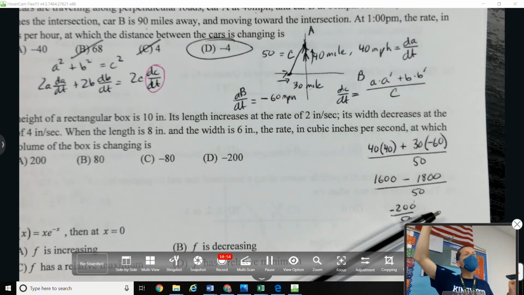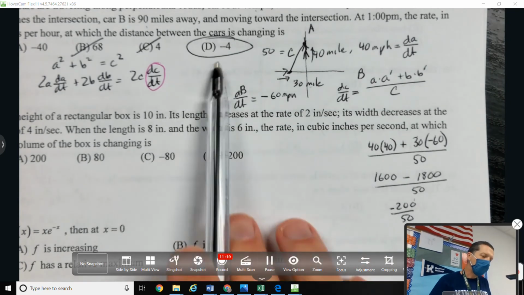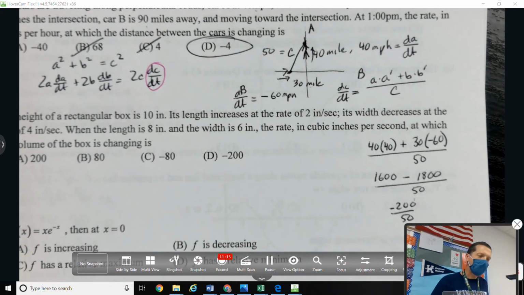Right? If they were both going toward the intersection, then it would definitely be negative. If they were both going away from the intersection, it would definitely be positive. But you've got one going toward and one going away, so it is a small change. So you're good to question the answer, but maybe you can figure out that it does make sense.